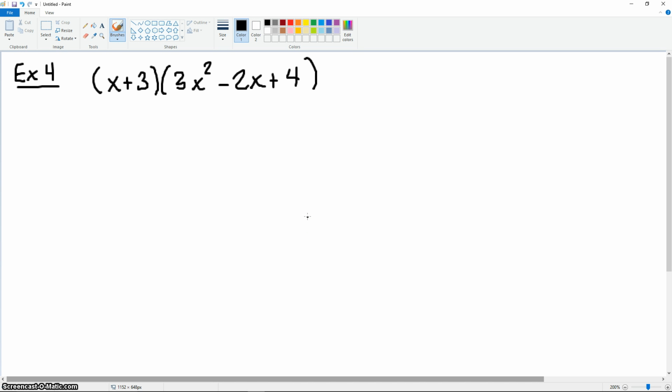So let's go ahead and continue with example 4. This is going to be our first medium level of multiplying polynomials. We did an easy one, so now we're going to do a medium level. So let's go ahead and distribute. We're still going to use the FOIL concept. It's still going to be the same.